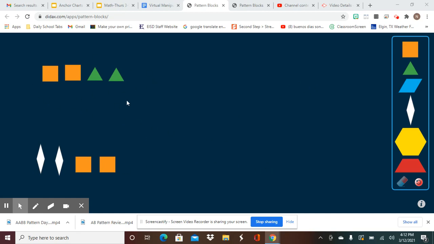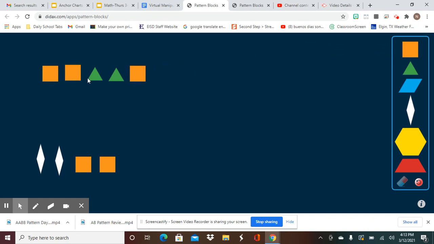So here we already have our rule or our clue of what the order of our AABB pattern is going to go. So we're going to have a square, square, triangle, triangle. So that's our rule. So square, square, triangle, triangle. What will come next? Would it be a rhombus? No. Would it be a triangle? Can we do square, square, triangle, triangle, triangle? Nope. What about a square? Square, square, triangle, triangle, square? Yes, so we're going to put that square right here.